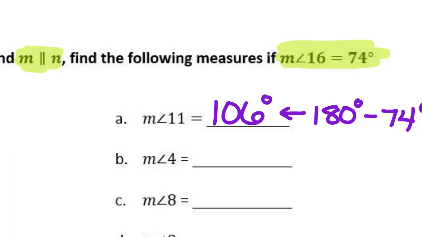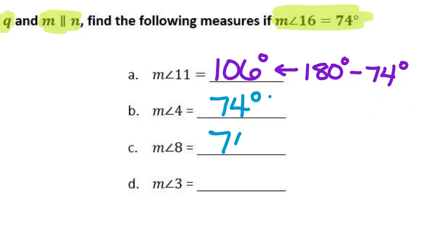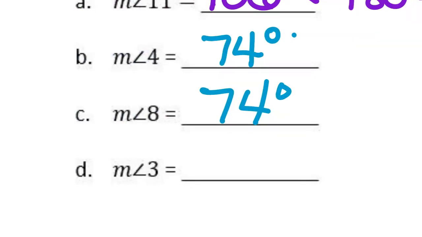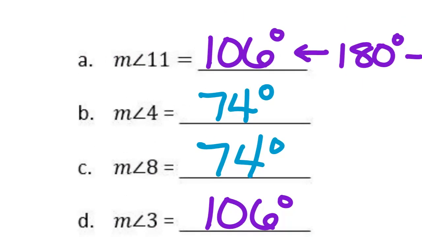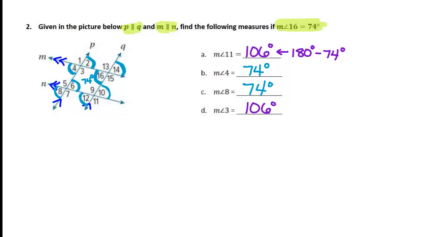How big is angle 4? 74. Angle 8? 74. Angle 3? 106. Could we have done this if the lines weren't parallel? Nope. The lines have to be parallel for me to make these relationships between lines.